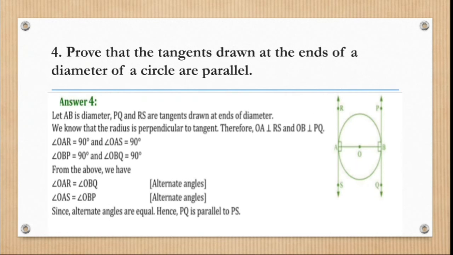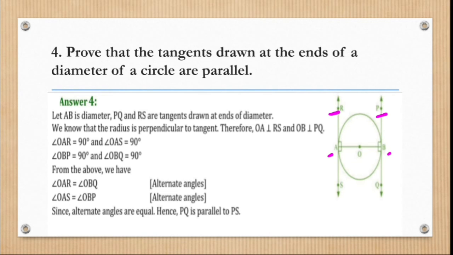In question number 4, you have to prove that the tangents drawn at the ends of a diameter of a circle are parallel. This proof I already have discussed in the previous videos. Okay, so let us discuss it again. Here in this figure, consider AB as the diameter. Okay, and PQ and RS are the tangents drawn at the points B and A respectively.